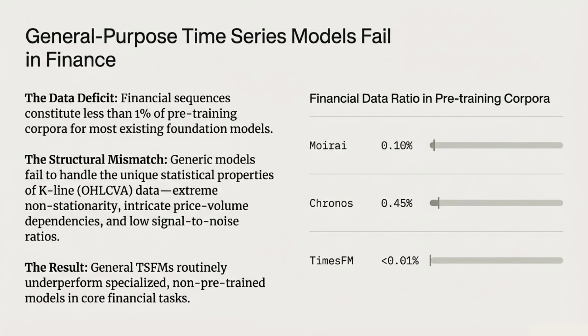You might be wondering, why do we need a new model? The truth is, general-purpose time series models simply fail in finance. First, there's a massive data deficit. Financial data makes up less than 1% of the pre-training datasets for major models like Moirai, Chronos, and TimesFM. Second, there is a structural mismatch. Generic models just can't handle the extreme non-stationarity, intricate price-volume dependencies, and low signal-to-noise ratios unique to K-line data. Because of this, they routinely underperform specialized, non-pre-trained models in core financial tasks.